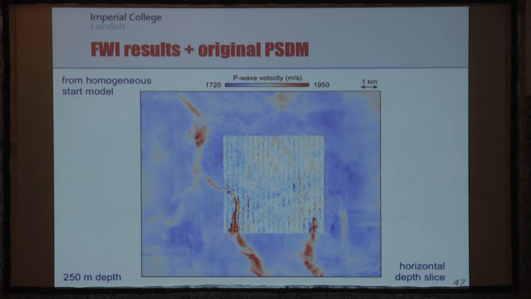This is all made from wide-angle turning rays. This is made from reflection data, so they're independent data sets, processed differently. They're different parameters. They've got exactly the same geometry. So that gives you a lot of confidence that the detailed features in here are the correct features. They're sitting there and sitting in the right place.